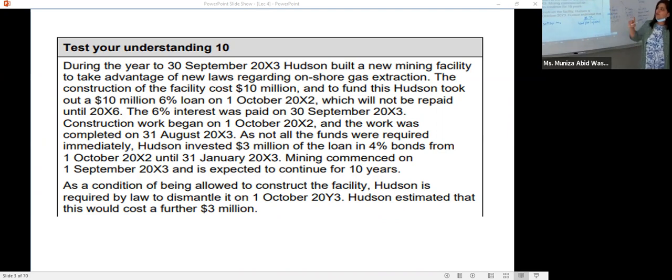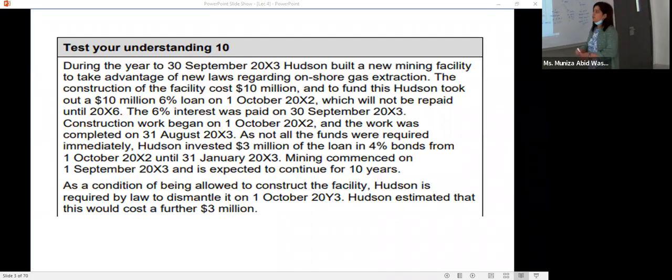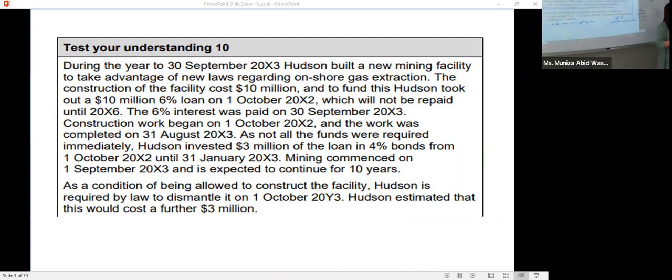Up to the information which we have read, the interest which has to be capitalized is 10 million multiplied by 6% for the full year from 1st October to 30th September 2003. Then they say the 6% interest was paid on 30th September 2003. Construction work began on 1st October 2002. So our next query is also being resolved. Soon after taking the loan, the construction had been started, so there is no pre-construction interest on the loan which needs to be deducted from the capital.